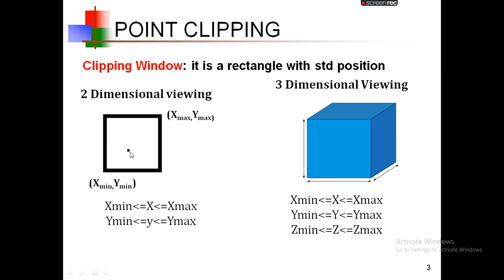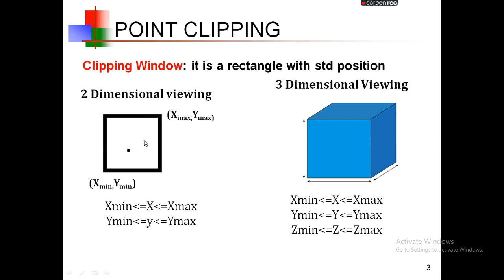So when point P lies inside the clipping window, there is no need to perform any clipping on this particular point P because it lies inside the clipping window. In case this point P lies outside of the clipping window, then we need a clipping algorithm here to clip that particular point that lies outside of the clipping window.